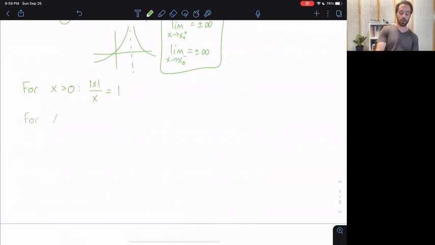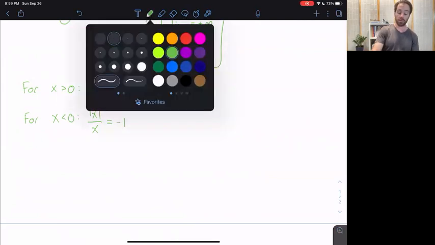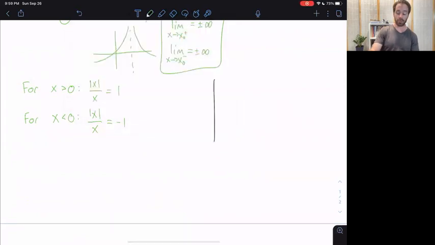What about for x less than 0? Well, now the top of this is forced to be a positive number, but the bottom is the very same negative number. That means that all of these are going to be -1. So I want you to think about the effect on the graph of this. For all values greater than 0, this is simply +1. For all values less than 0, it's -1.